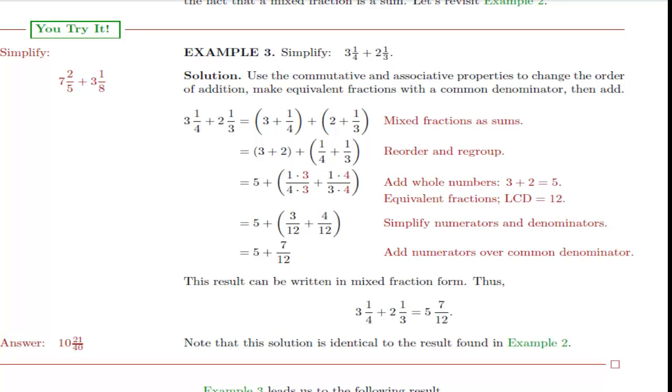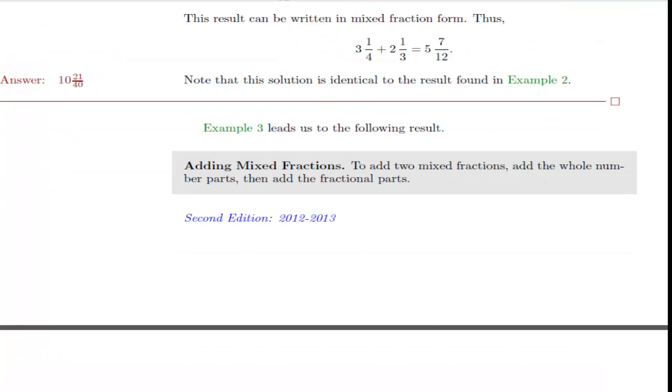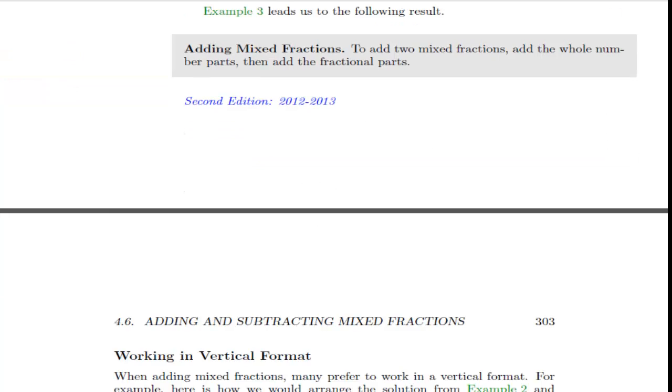3 over 12 plus 4 over 12 equals 7 over 12. Then 5 plus 7 over 12 is just 5 7/12. Note that this solution is identical to the result found in example 2. Example 3 leads us to the following result. Adding mixed fractions. To add two mixed fractions, add the whole number parts, then add the fractional parts.